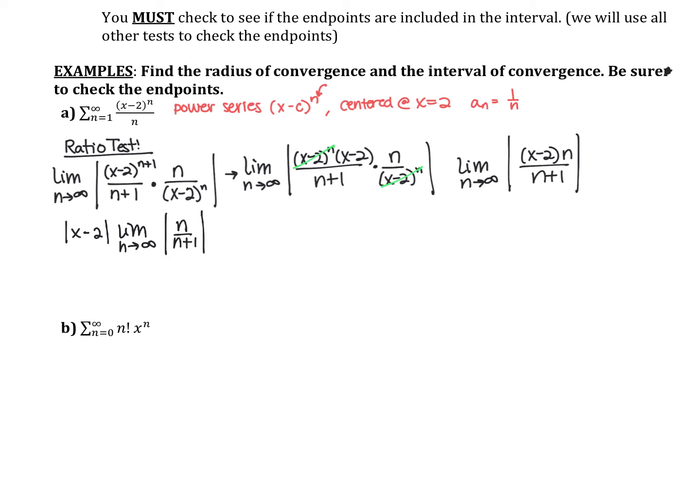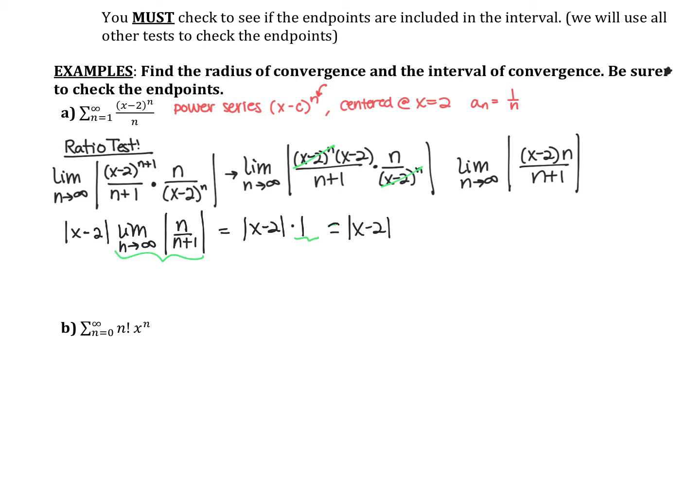And if I take the limit as n approaches infinity of n over n plus 1, what do I get? Well, you'll notice the relative growth rates are the same. And so what I get is this x minus 2 that's in front times 1, because this limit right here is just 1. Okay, so I have this expression then. All of this to say that my result is the absolute value of x minus 2.